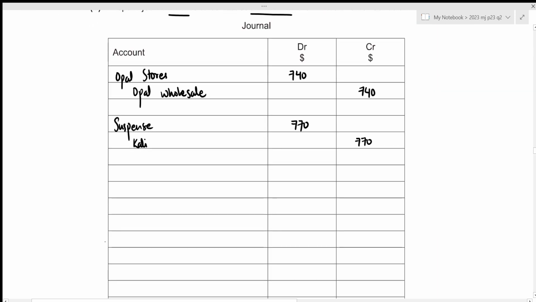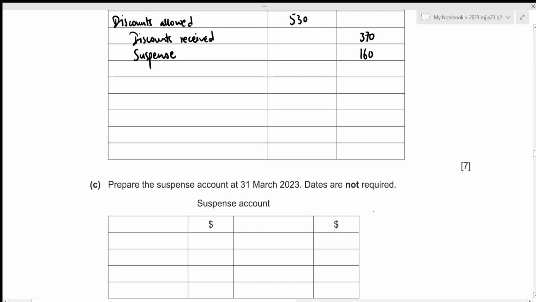All right, let's correct this. So on the debit side, we have discounts allowed of 530. On the credit side, we have discounts received, and that's of 370. And now we need to record the difference in our suspense account, which was of 160. That's all for the third error.